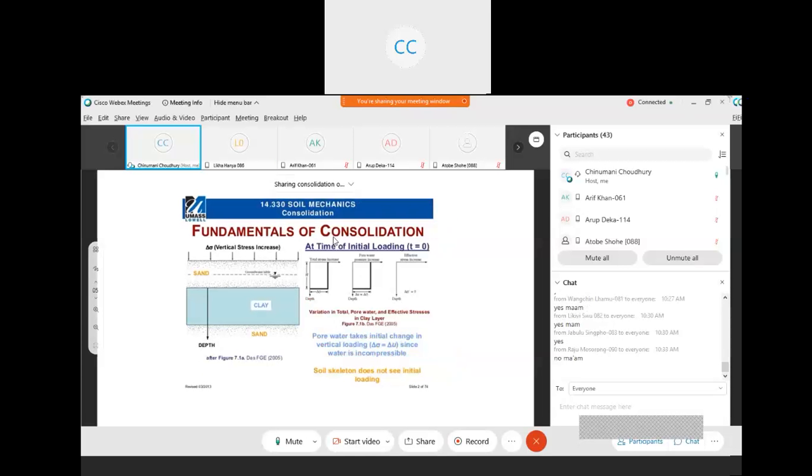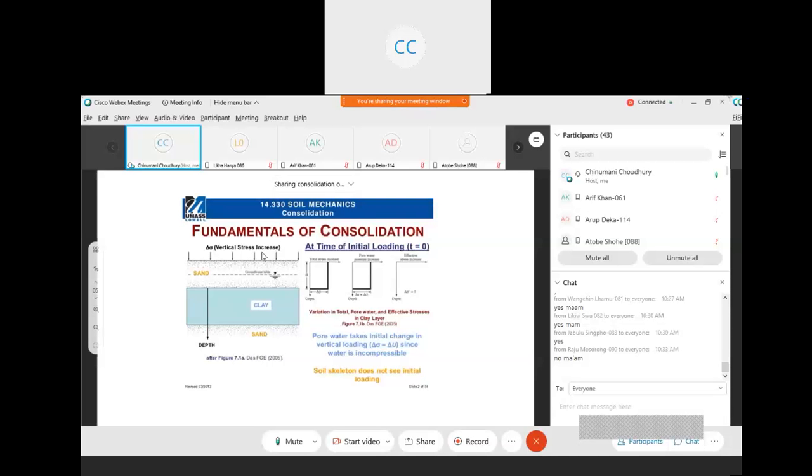Okay, so there are some conditions. Initially, this is the soil sample, the sand and clay soil layers. And we have applied delta sigma, the vertical stress increment. We have applied the load vertically, not horizontally. You remember it: this load should always be applied vertically.